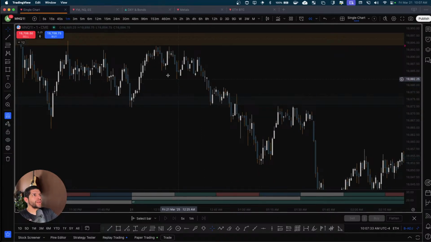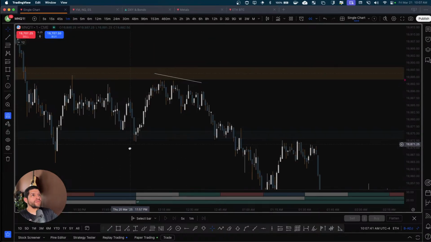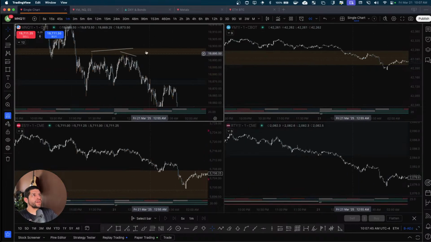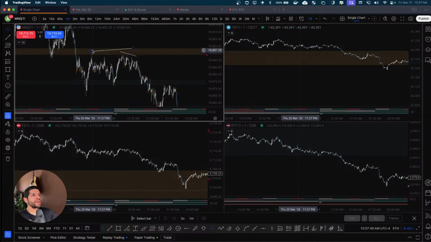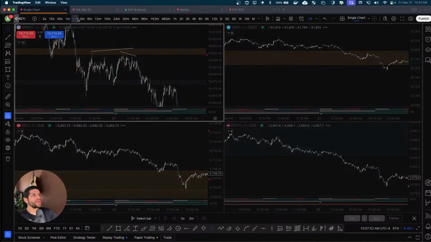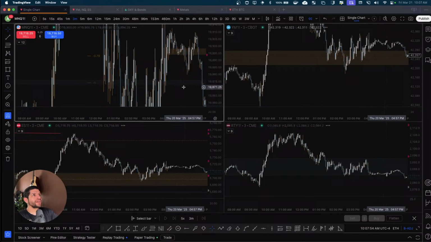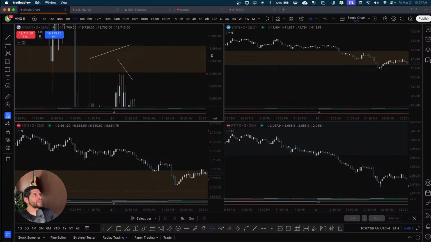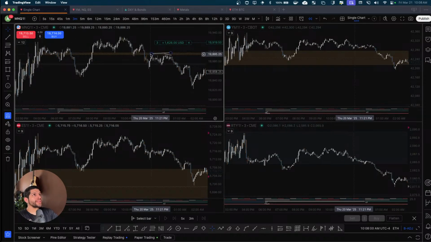Boom, weekly opening gap, tapped into it. Right here, we tapped back into this, created an SMT here. I believe that was it, creating another SMT here. Where did I see that SMT? See, this is where I shouldn't have been taking it. I had my bias, but should I have been taking this? Probably not.